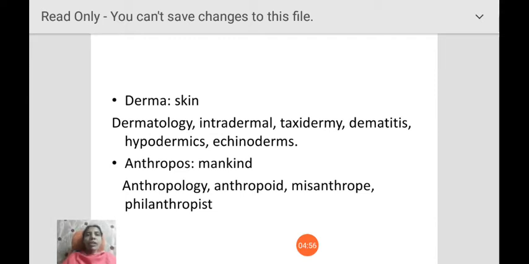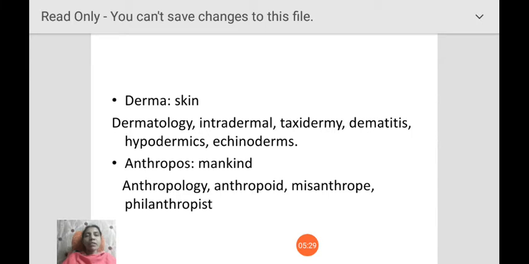So with the root word, some of the words formed are given below. Let us look at those words. Dermatology, intradermal, taxidermy, dermatitis, hypodermis, and echinoderms. Okay, see, in every word there is something like derma, derma, derma. Okay, derma means something related to skin.